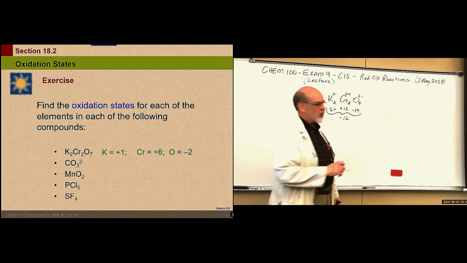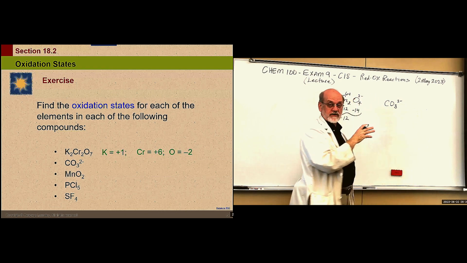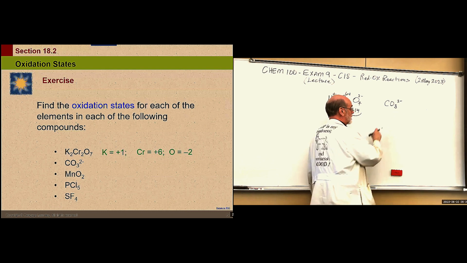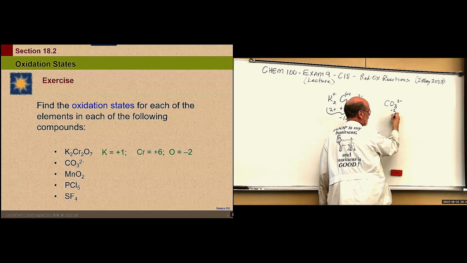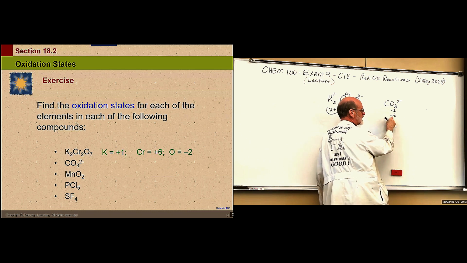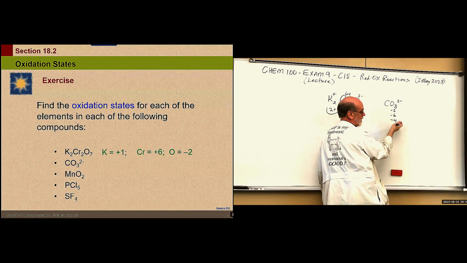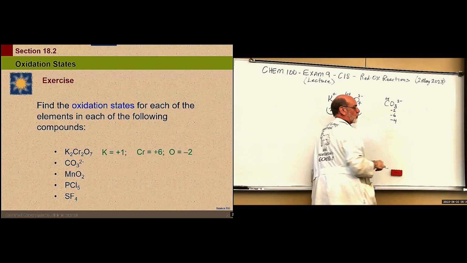Now, how about the carbonate ion? We know that this one is going to have to add up to a 2 minus charge. So minus 2 for each of the oxygens times 3 is minus 6. But we need to keep two of those negatives out from that charge. So we really only have to balance that minus 4. That means plus 4 for the carbon.